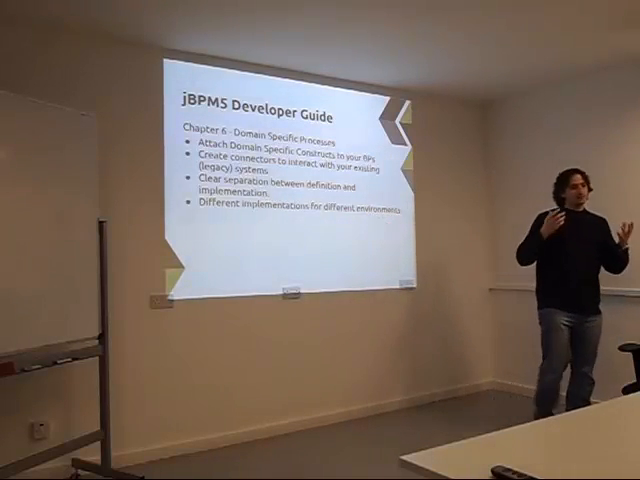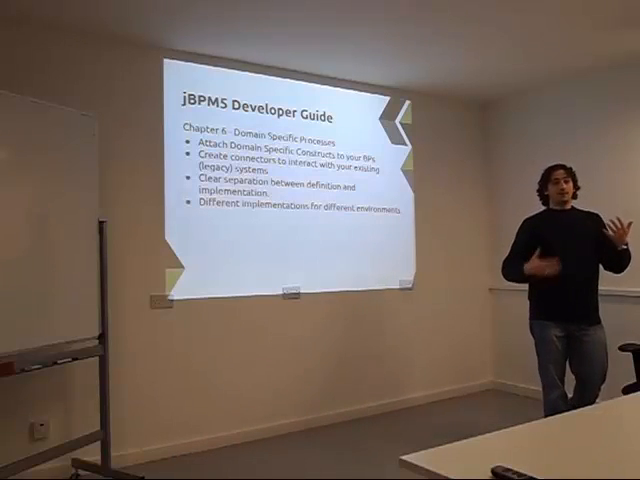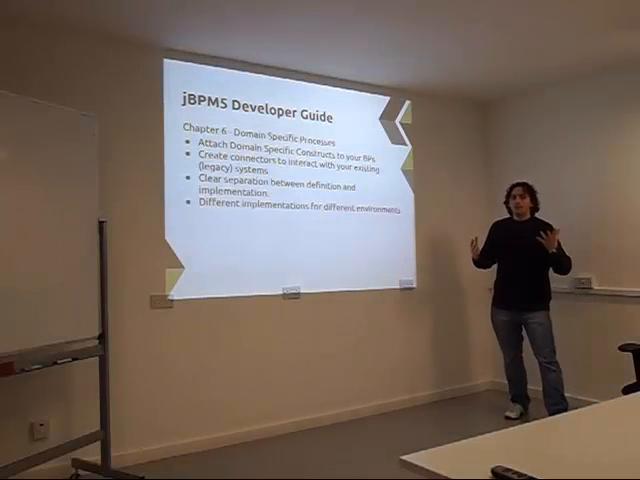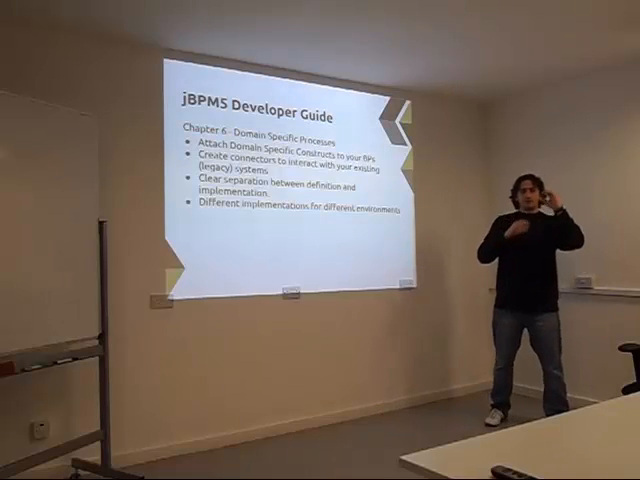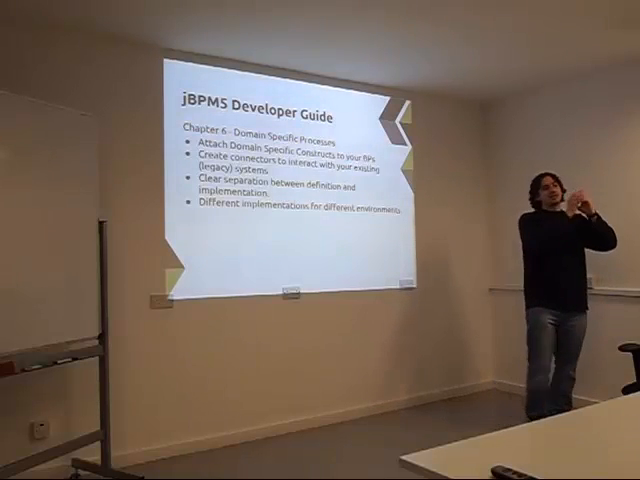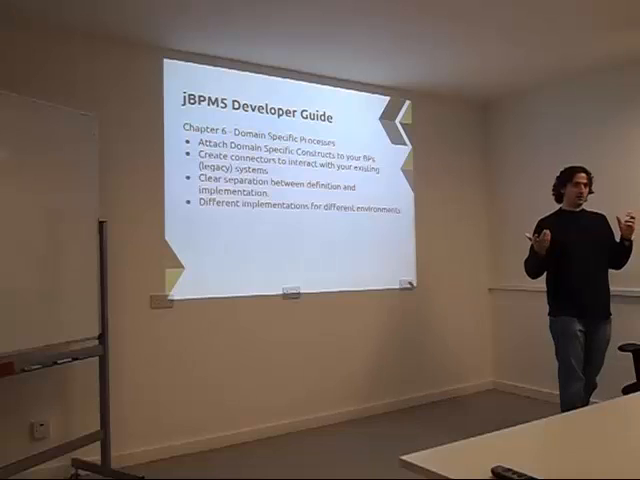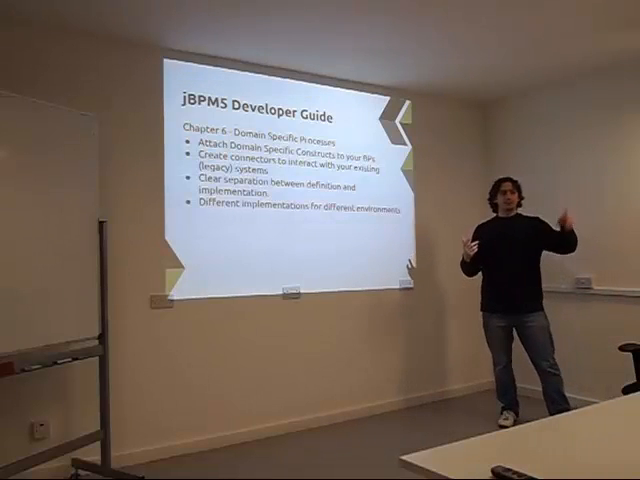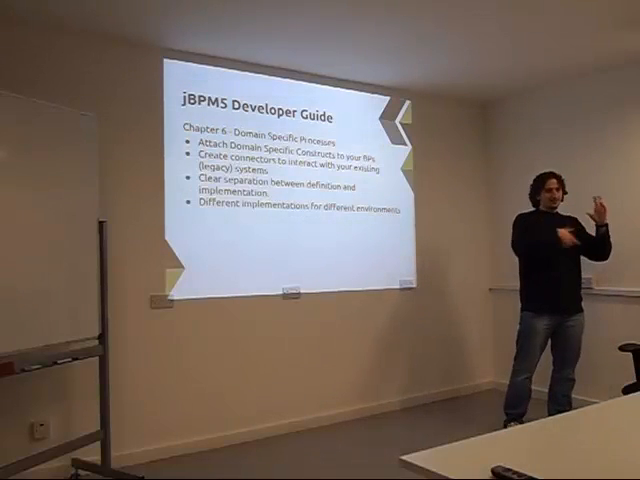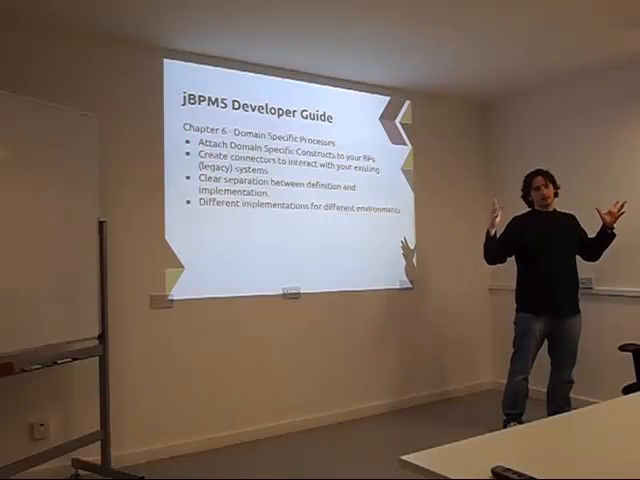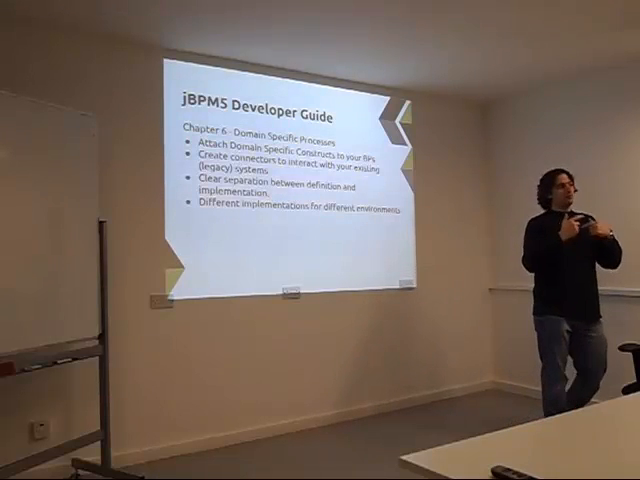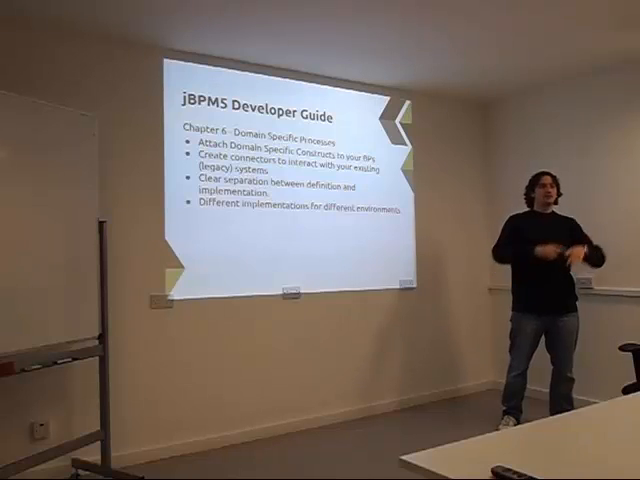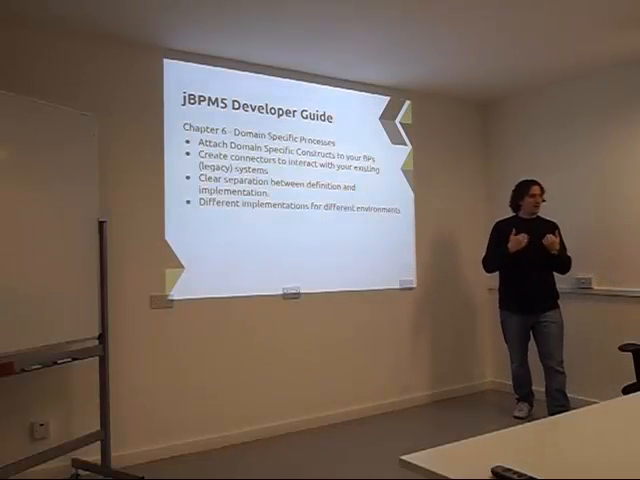So if we are, for example, testing our process in a testing environment, we may want to use a different implementation for a task. For example, if we have a task that is send an email, and we want to run tests using this process, we don't want that. If we're running tests, we don't want to receive emails, right? Or to email the whole company about something that we are just testing.